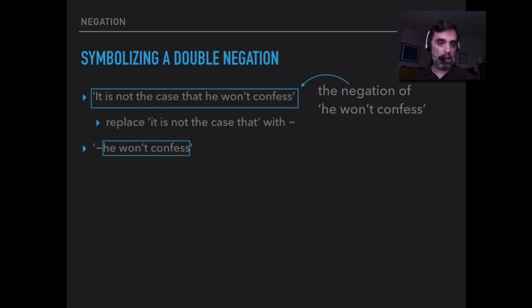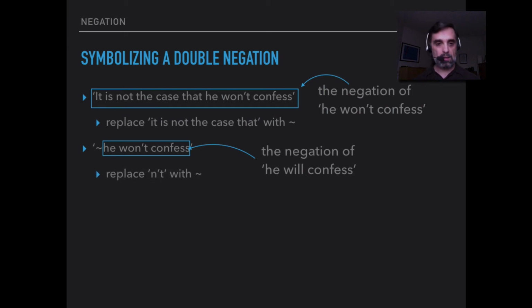Now let's look at the remaining English. We have he won't confess. Well, that's the negation of he will confess. We don't have the "it is not the case that" out front. We have the not on the inside. It's more succinct, but it means the same thing. And so we can replace the n't, the not, with a tilde, and when we do, we get not, he will confess. Okay, good. He will confess is symbolized by X, and so this whole thing becomes not not X.